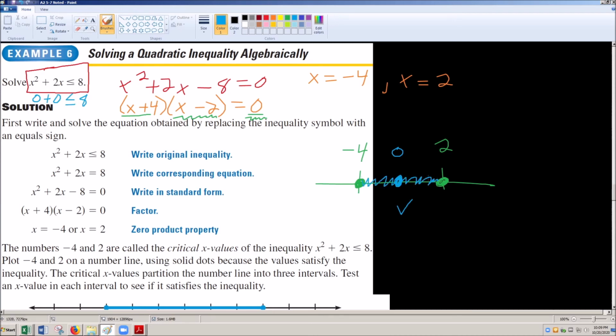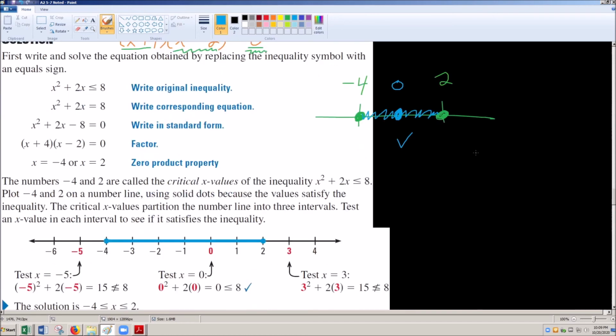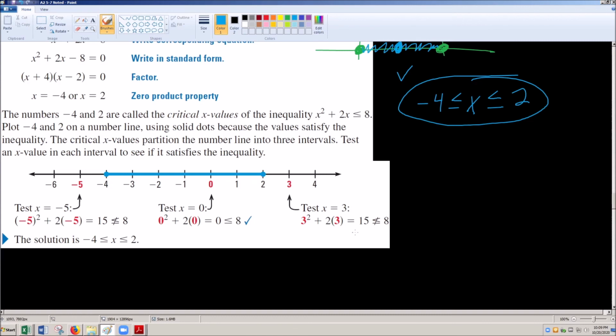I am done. We have now solved this algebraically using our critical values on a number line. The way that I would represent this answer is x is greater than or equal to -4 and less than or equal to 2. That would be my final answer here. We can also test points on the outside. If we wanted to, we could test 3 and test -5, and we'll see that both of them do not work.